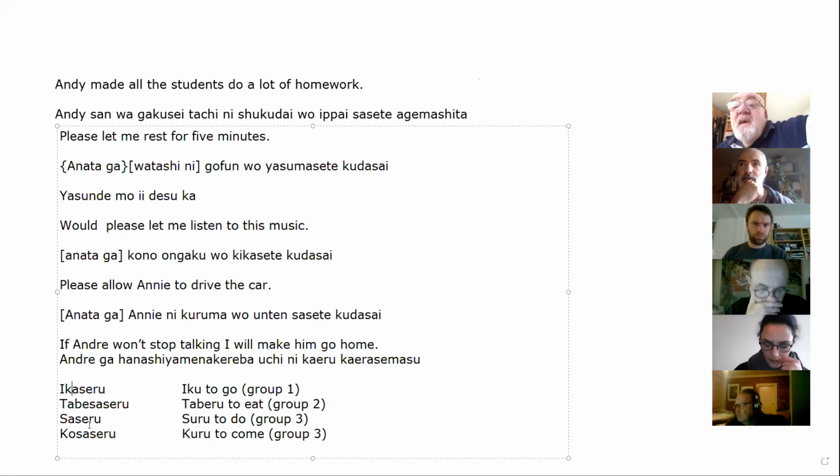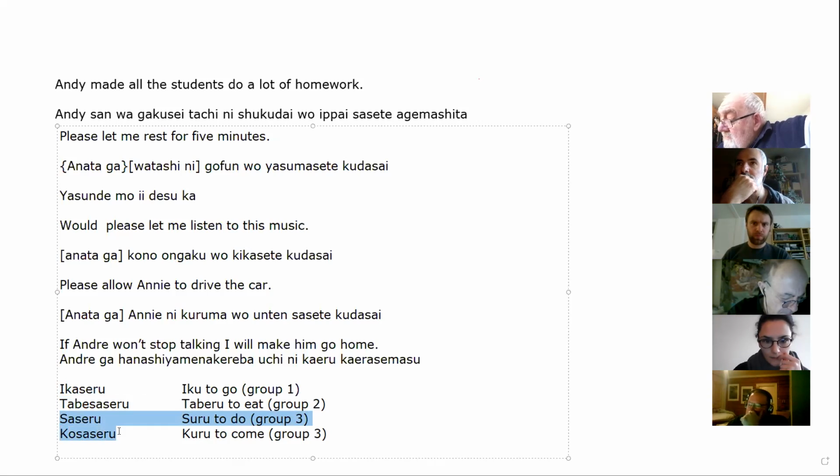The only thing to be aware of is that all group 1 verbs conjugate the same way into either the passive or the causative, so we only need to remember one of them. Same with all the group 2 verbs. But there are only two group 3 verbs: suru, to do, and kuru, to come. They conjugate in a slightly different way, sometimes the entire word changes, so we have to memorize both as individual verbs. It's a little more work, but there's only two of them.